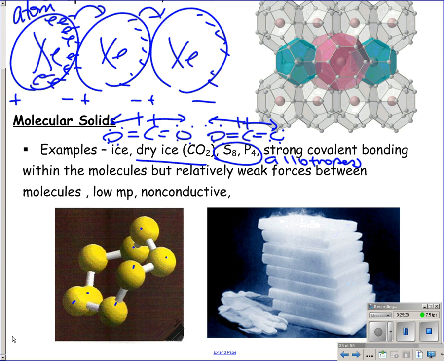London. There's only one thing an atom can do, and that is London. And then they have the same things: low melting point and non-conductive, because they don't have mobile electrons, and they usually only experience London dispersion, excluding ice because it's hydrogen bonded. Cool. Next.